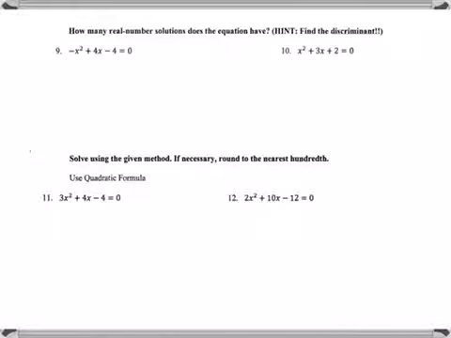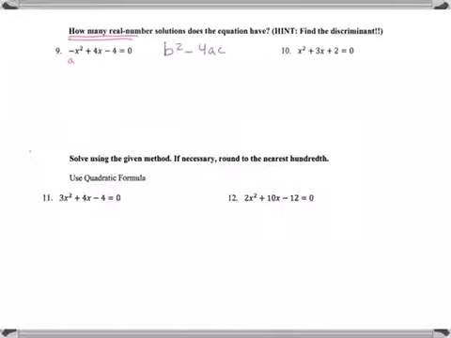Questions 9 and 10 ask about the discriminant. And remember, the discriminant is that equation that's a part of the quadratic formula, which is the b squared minus 4ac. It's the part under the square root. And we can use this to determine how many real number solutions an equation should have. So let's look at question 9.